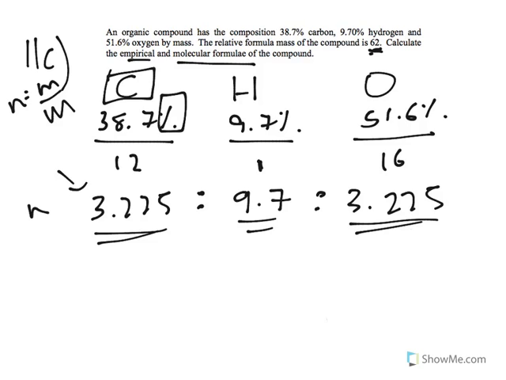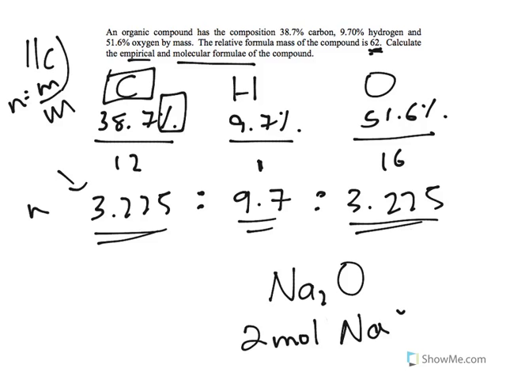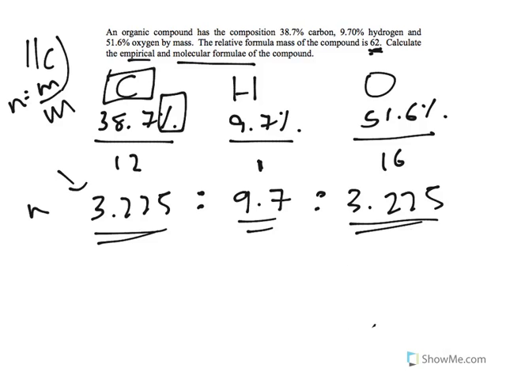So this is their ratio in moles to each other in the substance. Because remember, for example, if you have Na2O, that means that there are 2 moles of Na to 1 mole of oxygen. So the same way, 3.225 moles of carbon to 9.7 moles of hydrogen to 3.225 moles of oxygen. Now all you have to do is simplify this ratio and make it into the whole number form, so 1:2:1 or something like that. You make it into that whole number form and that'll give you your empirical formula.